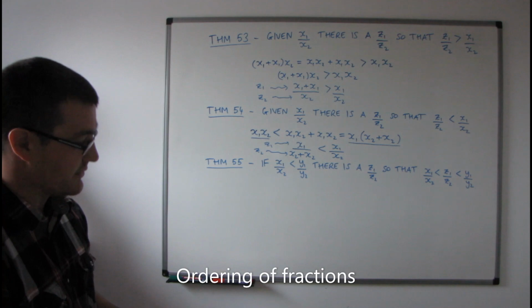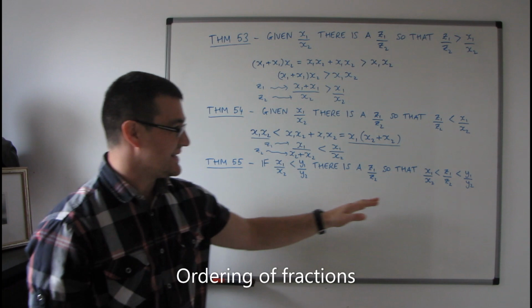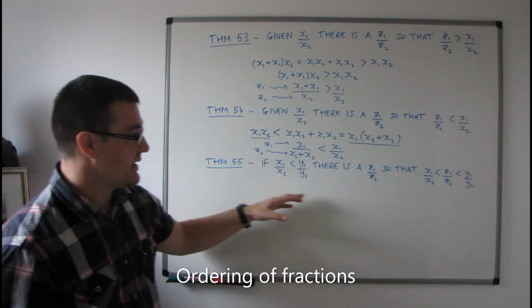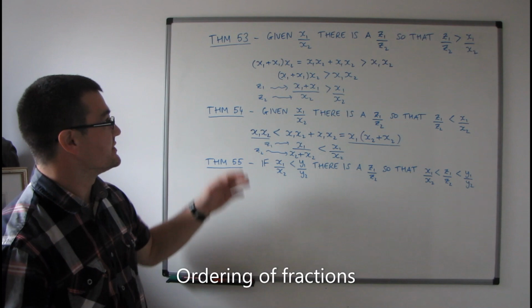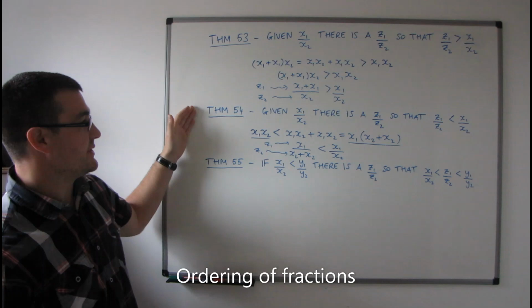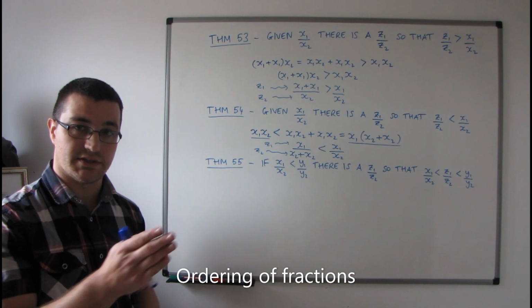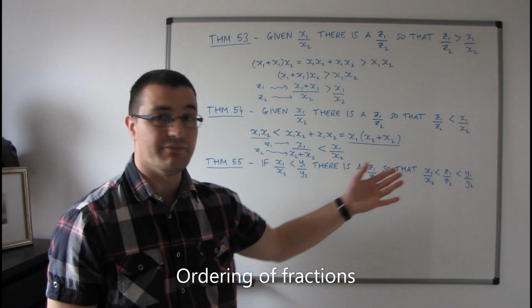Theorem 55 here expresses a particularly interesting property of fractions, namely that between any two non-equivalent fractions there is always a third fraction. So the first theorem expresses that there's no greatest fraction. This expresses that there's no least fraction. This expresses that between any two fractions, there is always a third one trapped between them. Well, there would be an infinite number trapped between.